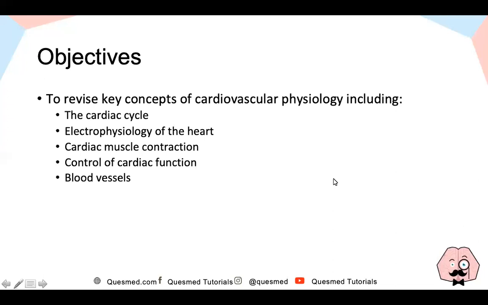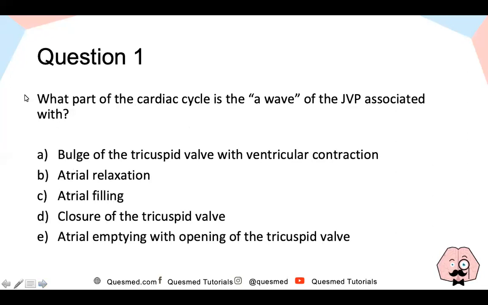The main objectives of this session are to revise the key concepts of cardiovascular physiology. We only have about an hour and a half, so we can't cover absolutely everything, but these are the core things that I want to try and cover today. So we're going to spend a while talking about the cardiac cycle, then the electrophysiology of the heart, cardiac muscle contraction, the control of cardiac function, and then a little bit about the different blood vessels.